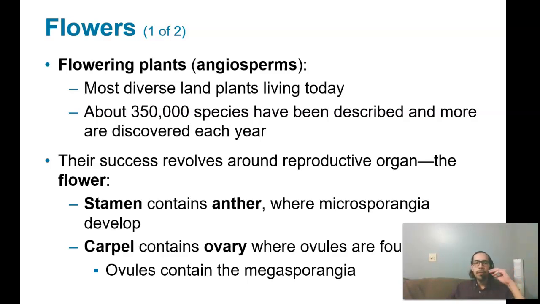So the flower contains the stamen, and that's the structure that has the anthers where the microsporangia develop. They also have the carpel, which contains the ovary, and that's where the ovules are found. And the ovules are the ones that contain the megasporangia.